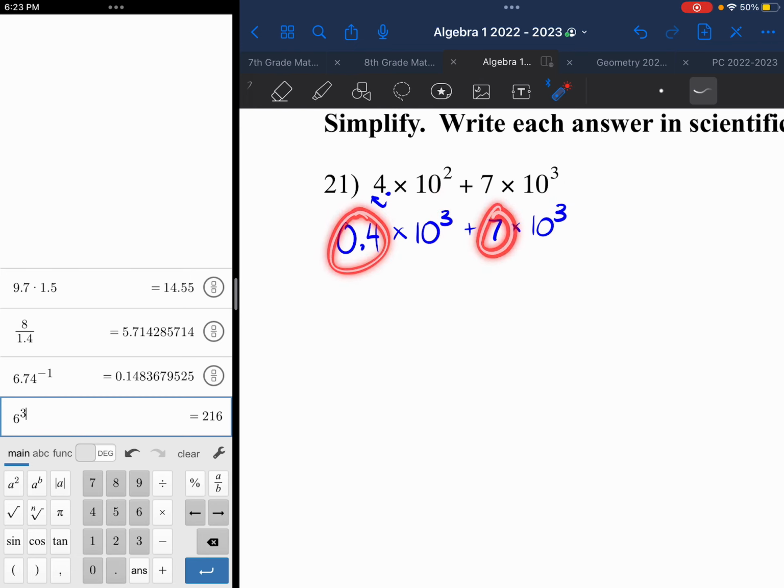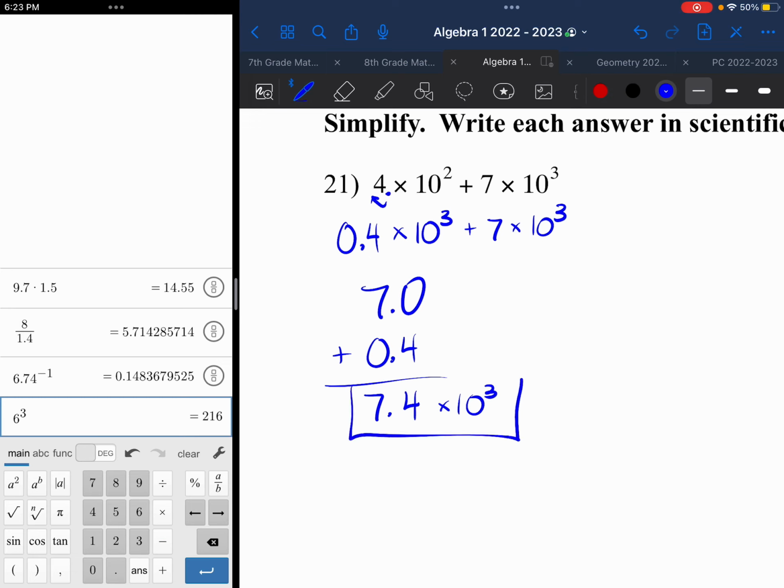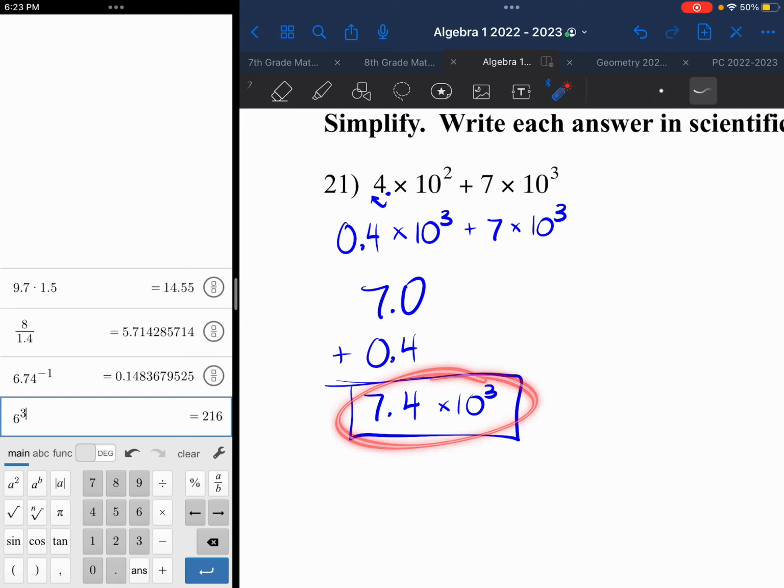7 plus 0.4, and if you don't believe me, I'll write this out very long. 7 plus 0.4 is 7.4. And you keep the times 10 to the power of 3 for my final answer, which I will then box. Remember, your answer should always be in scientific notation, which this one is because I have a decimal place right after a number that is not 0.